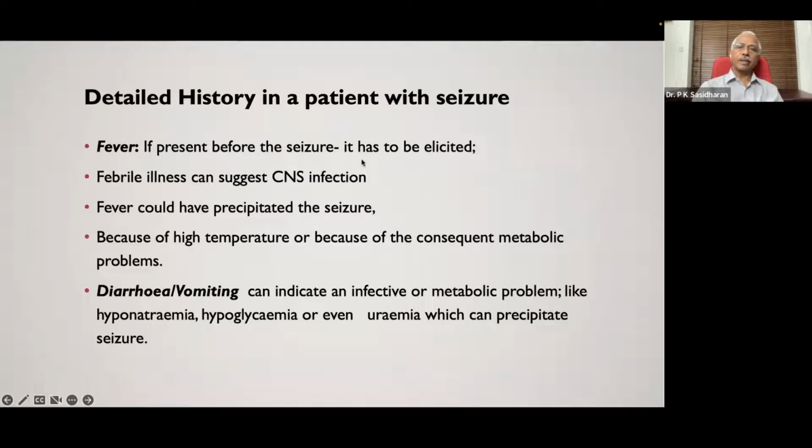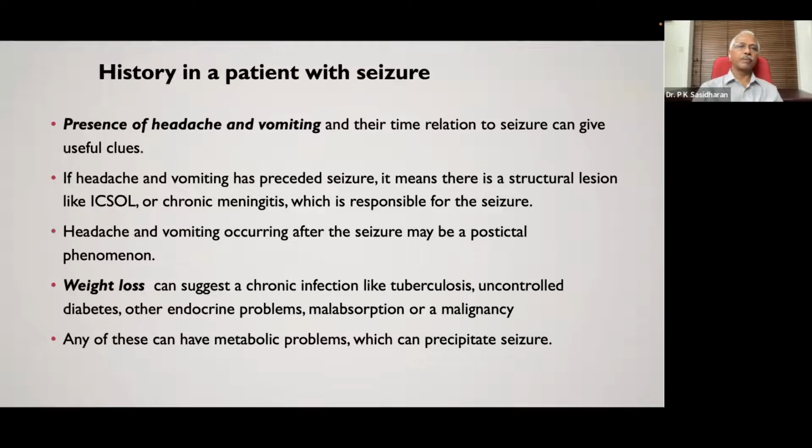Fever, if it is present, has to be elicited, as I mentioned. It could be that febrile illness can suggest a CNS infection, or fever could have precipitated seizure because of high temperature or because of consequent metabolic problems. Fever can be associated with metabolic problems like decreased intake, dehydration, cerebral thrombosis. So there are several reasons why a febrile patient can have seizure, or the fever itself may be due to CNS infection. Diarrhea and vomiting, as I mentioned before, have to be elicited always very carefully.